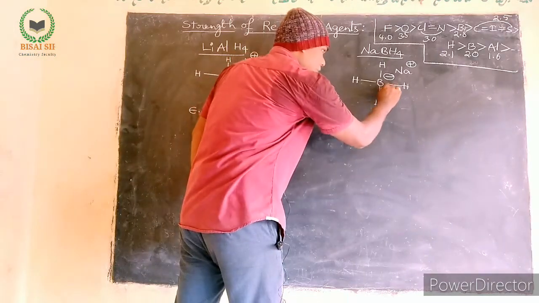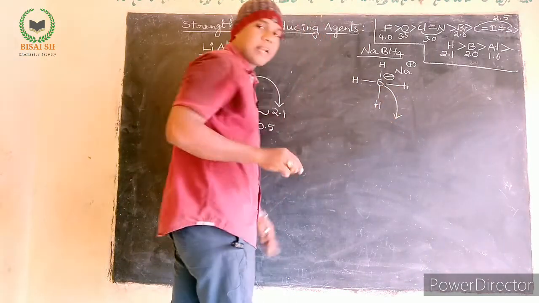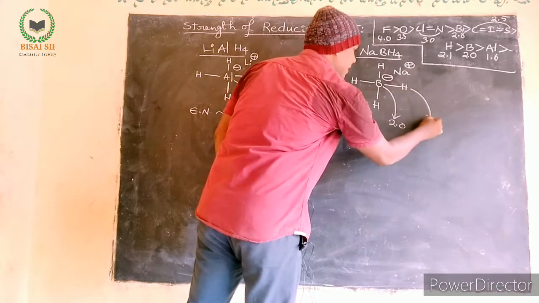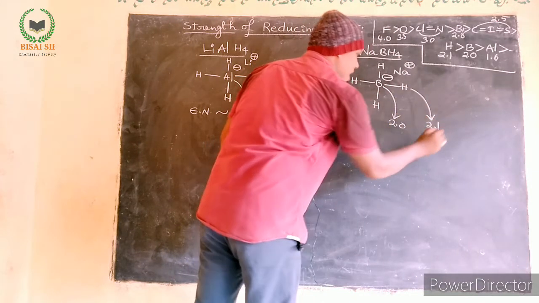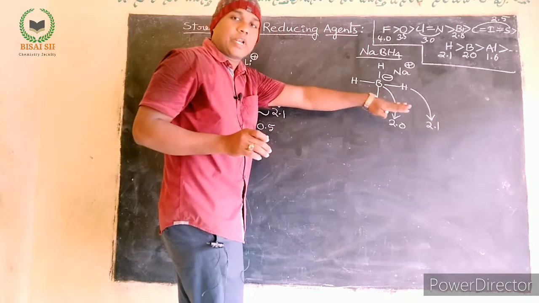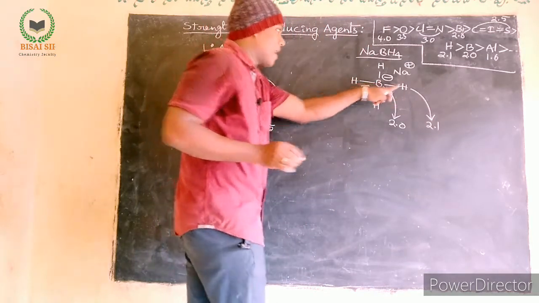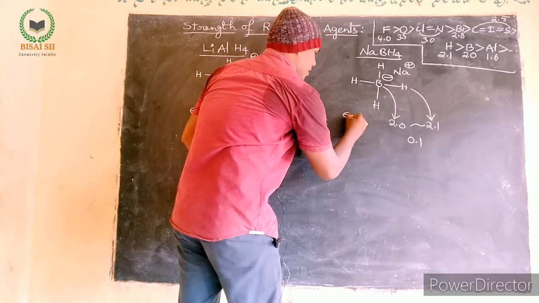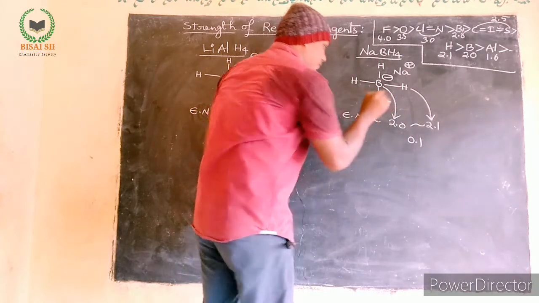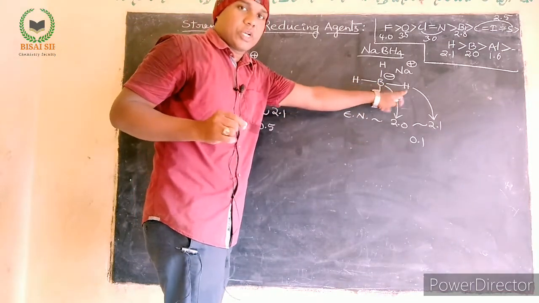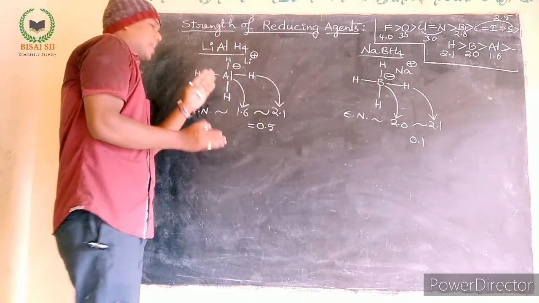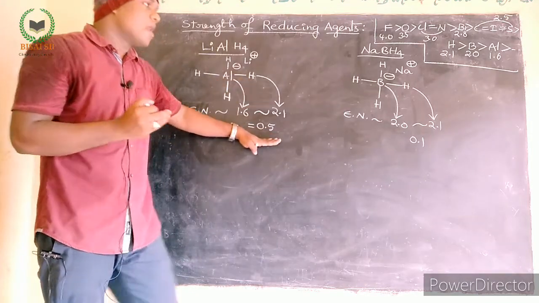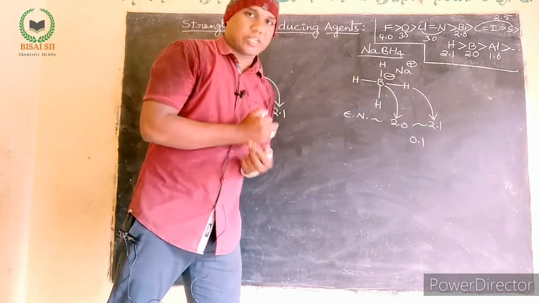In the case of NaBH4, boron has electronegativity 2.0 and hydrogen has 2.1, and the difference between the electronegativities of boron and hydrogen will be 0.1. So this is the electronegativity difference between boron and hydrogen. The difference between aluminum and hydrogen is somewhat greater compared to boron and hydrogen, correct?